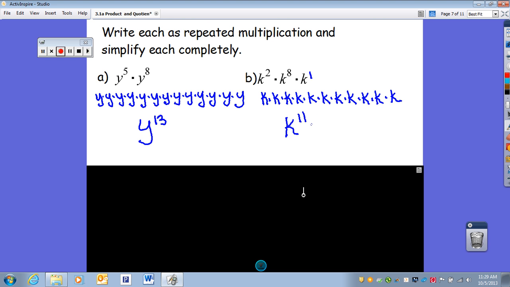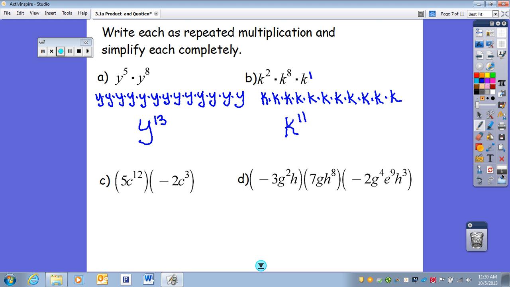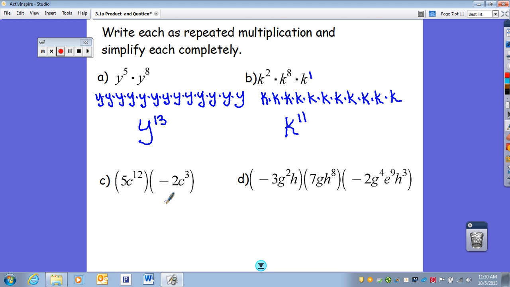You can see that repeated multiplication takes a while, but it gives us a good picture of how many we have, and then we can start to get used to the rule that we keep the base and we add the exponents. Let's take a look at the next example. Remember that multiplication is commutative and associative, so we can multiply in any order that we choose and create any groupings that we choose. So when we have 5c to the 12th, that means the leading coefficient, or the number out front, is 5, and then I'm going to have 12 c's.